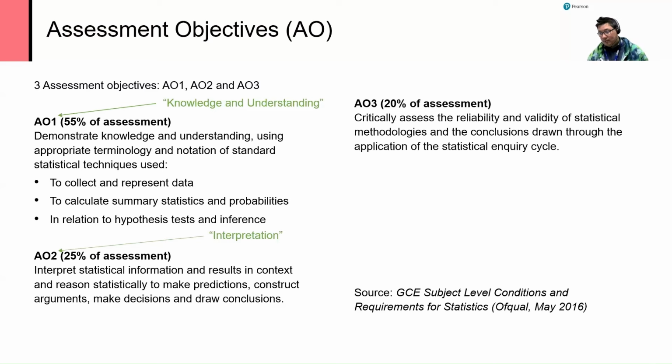The third assessment objective, AO3, is critically assess the reliability and validity of statistical methodologies and the conclusions drawn through the application of the statistical inquiry cycle. That makes up 20% of all the marks in every exam setting. And to me, that is what I would refer to as critique. You are critiquing the statistics. You are analysing whether something is suitable or not suitable, reliable or not reliable, valid or not valid.